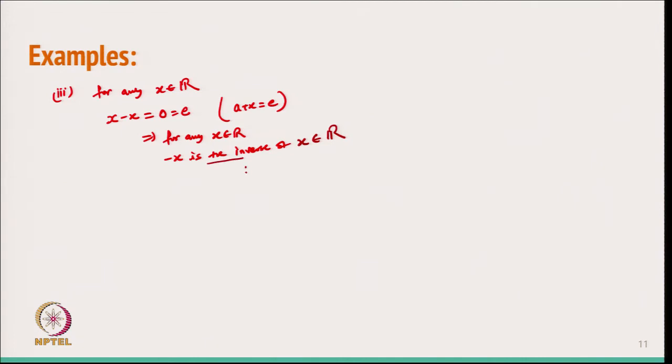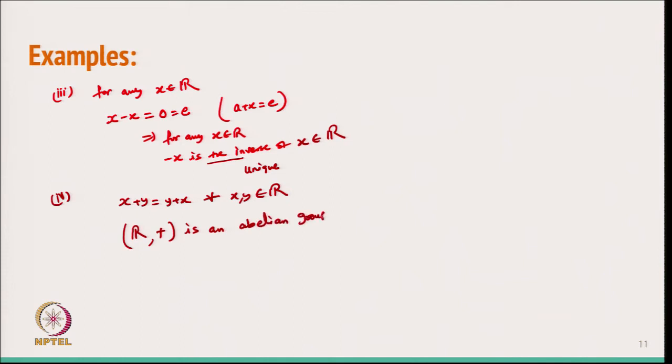So, inverse means it is unique, and also I know that it is commutative. So, x plus y is equal to y plus x for all x, y belongs to the set of real numbers. So, from here I can say that under the addition it is an abelian group. So, first property is satisfied, then I define the second one.